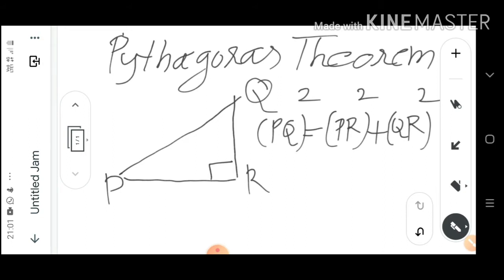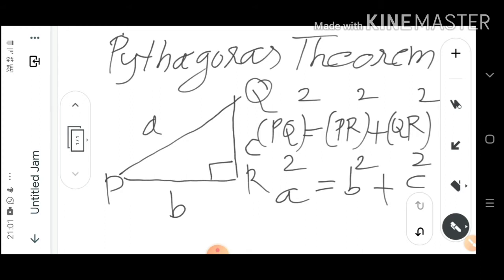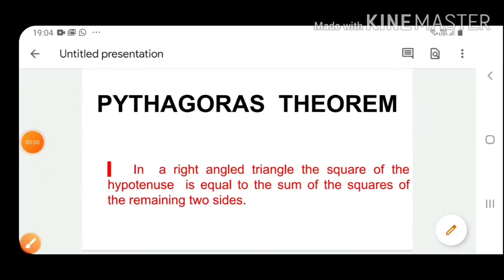Now suppose PQ is equal to A, PR is equal to B and QR is equal to C. Then we can write the same thing as A square is equal to B square plus C square. Pythagoras theorem: in a right angle triangle, the square of the hypotenuse is equal to the sum of the squares of the remaining two sides.